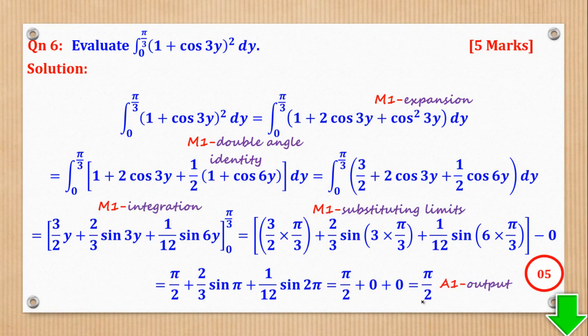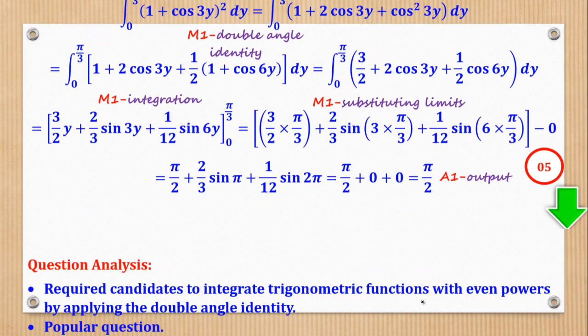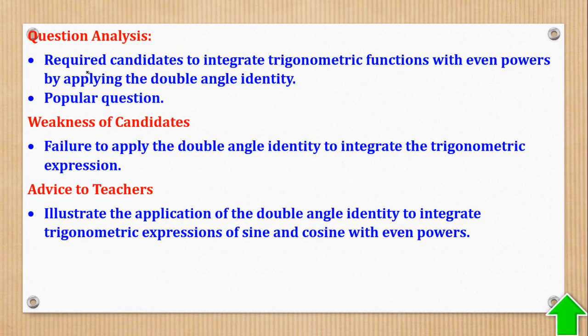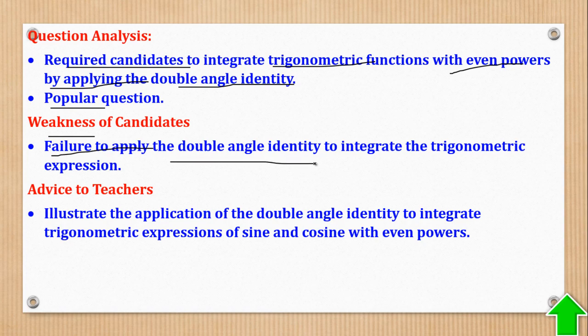And that's how you could get the 5 marks. Analysis. The question required candidates to integrate trigonometric functions with even powers by applying the double angle identity. So popular question, but the weakness was failure to apply the double angle identity to integrate the trigonometric expression. So when you forget the double angle identity, there's no way you can proceed.